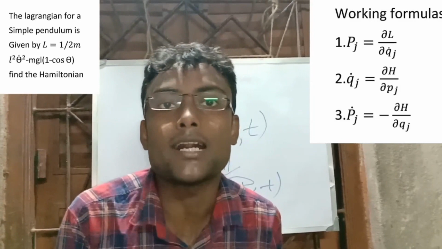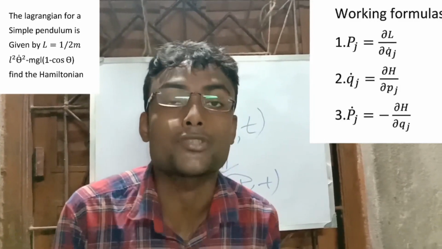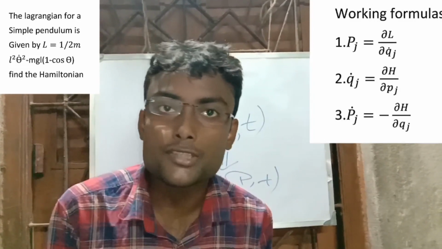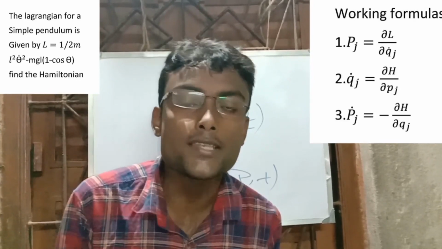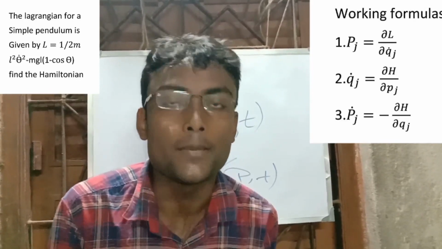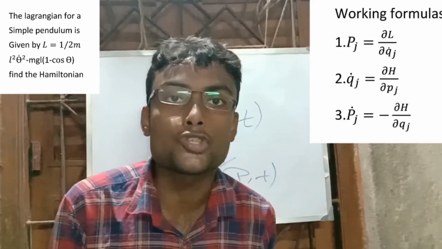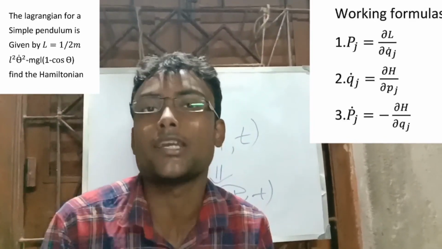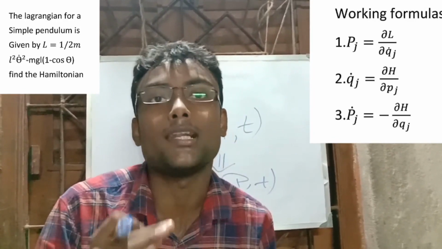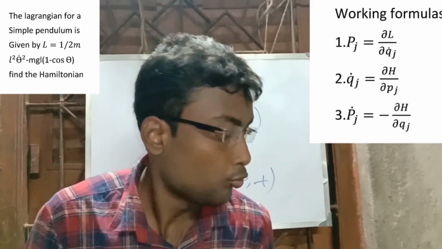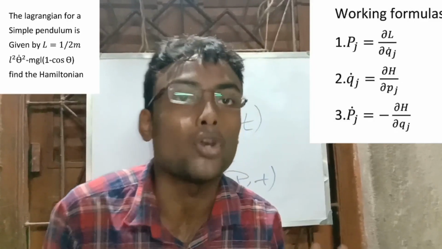Previously we discussed Lagrangian and Hamiltonian and we saw that the Lagrangian is a function of generalized position, velocity, and time, and the Hamiltonian is a function of generalized position, momentum, and time, and they are connected by the Legendre transformation. Now suppose you are given a Lagrangian and you want to convert it to a Hamiltonian, then what are the steps that we have to follow?